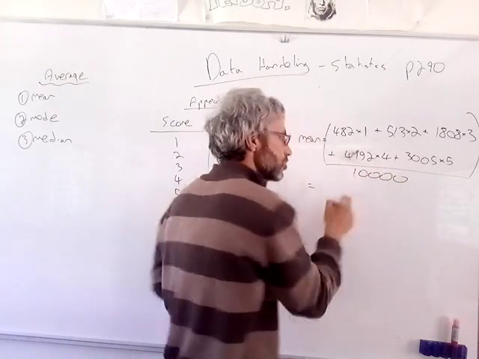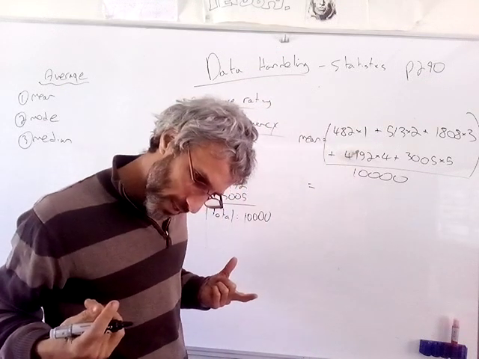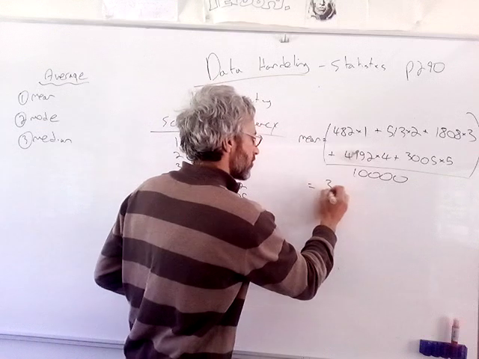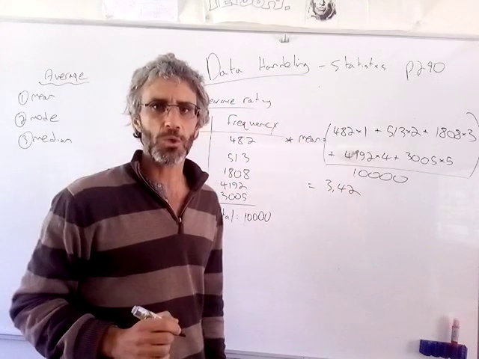Please check me, do that in your calculator to make sure you know how to use a calculator. The book says that is going to be 3.42. So the mean is 3.42.